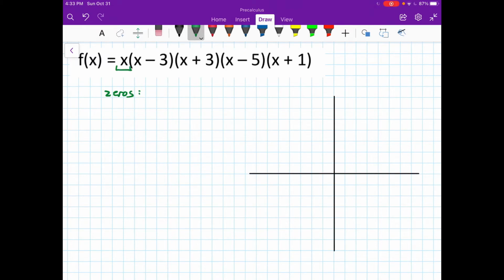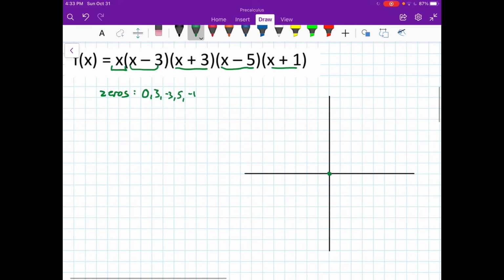Well, this one, just having an x out here, what makes that equal 0? Well, that is just 0. So we have an x out there by itself. We know one of our zeros is 0, 3, a 0 of -3, 5, and -1. So we'll go ahead and graph those.